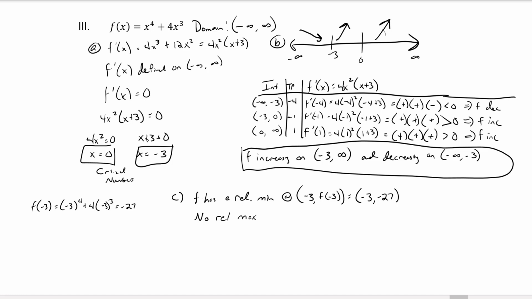So no relative maximum. Remember, the critical numbers are just candidates for relative extrema. It does not mean that there's going to be a relative extrema at every single critical number. This polynomial, for example, had 2 critical numbers, x equaling 0 and x equaling negative 3, but only one of those critical numbers was a relative minimum.